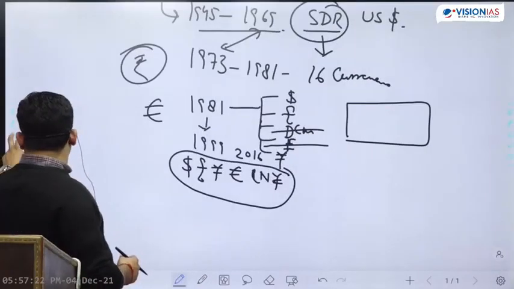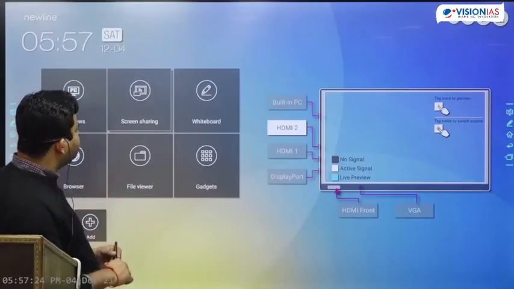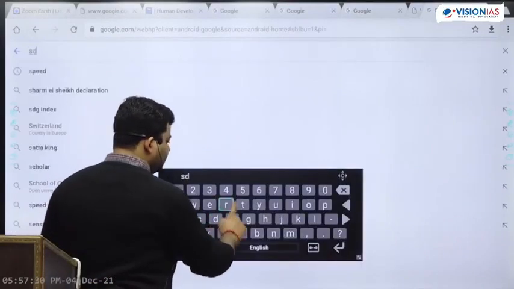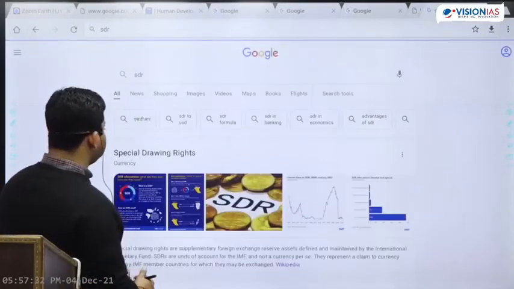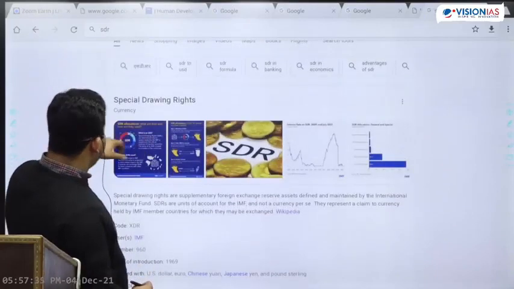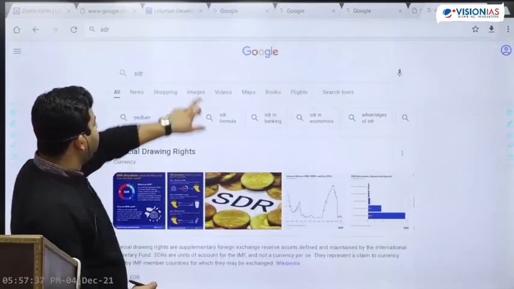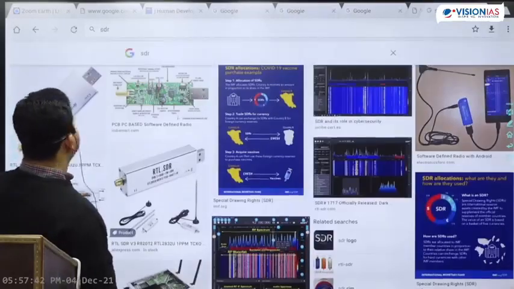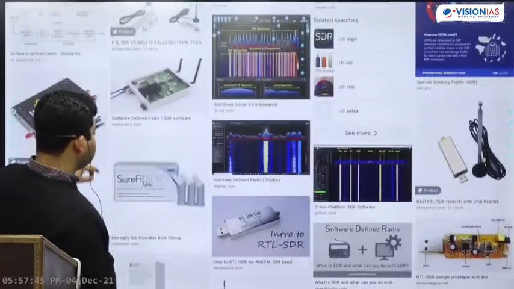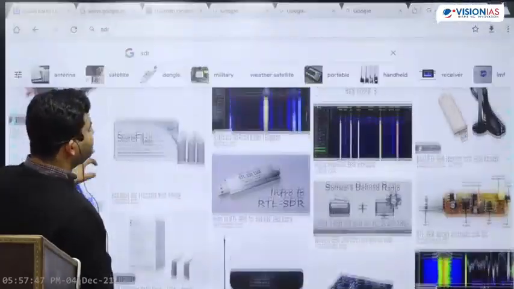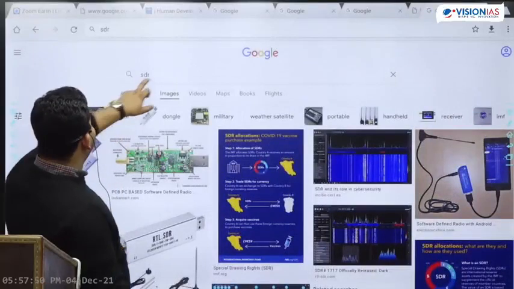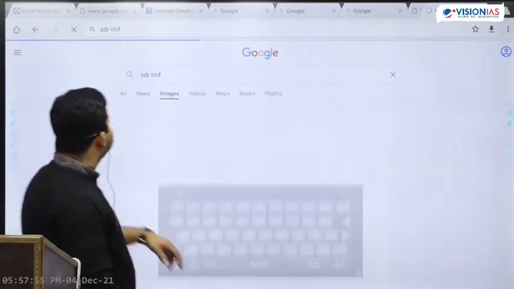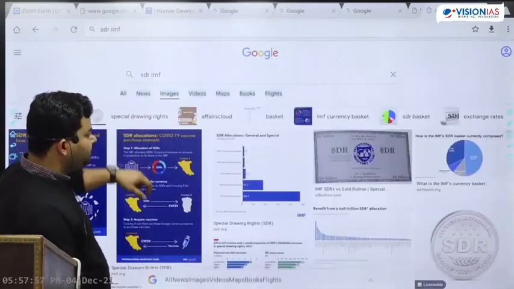I hope something is clear to you. In fact, if possible, can we see an image of SDR so that it will be clearer how it looks? SDR. Let's show images. SDR, IMF. Images. This is how it looks.